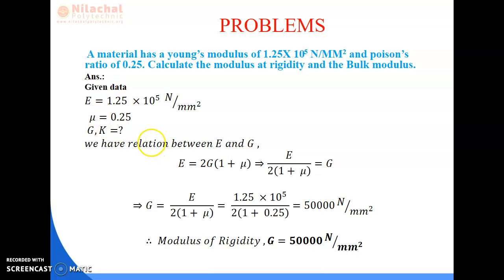In the earlier class, we have discussed that the relationship between E and G is E is equal to 2G into (1 plus mu). Now G is equal to E divided by 2 whole bracket (1 plus mu). Now putting the value of E as 1.25 into 10 to the 5 and mu as 0.25, we get the value of G as 50,000 Newton per mm square. So the modulus of rigidity G is obtained as 50,000 Newton per mm square.